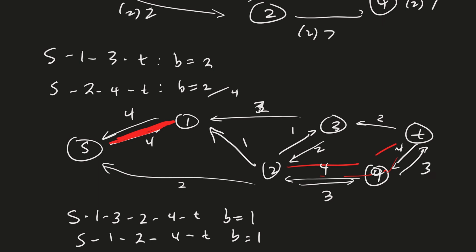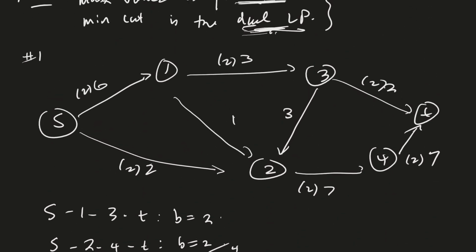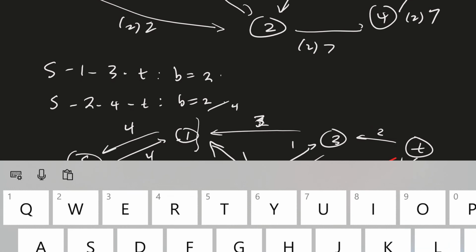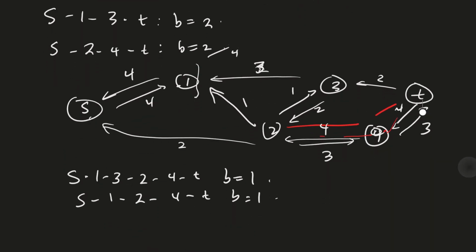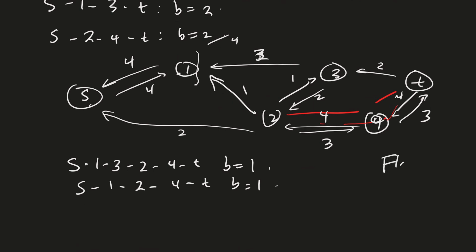Is there anything left now? Is there anywhere else I can go? I believe we are stuck here, right? Because if I move from S to 1, is there anything I can do from there? No, I'm stuck. So what's my flow now? 2, 2, 1, 1, is that it? 4, 5, 6, whoops. So my flow is 6. Looks like it. So flow is 6.